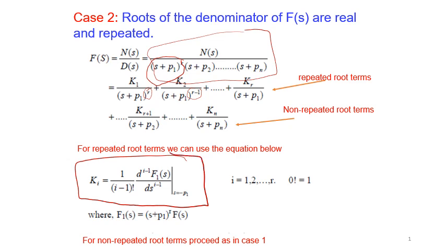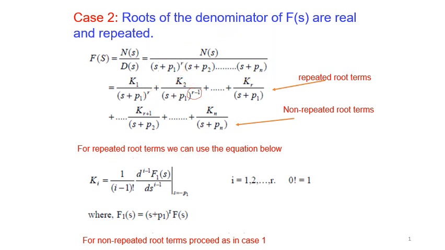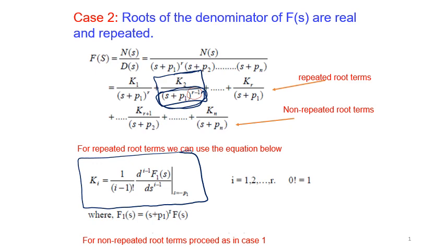How about the repeated? For the repeated, we have this equation, which we are going to use to calculate those constants. For example, if I want to calculate K2 as shown here, its denominator is a repeated function. That's why we will calculate it using this formula. Keeping in mind that to calculate K2, 2 is the second repetition of the function, that means i will be equal to 2.